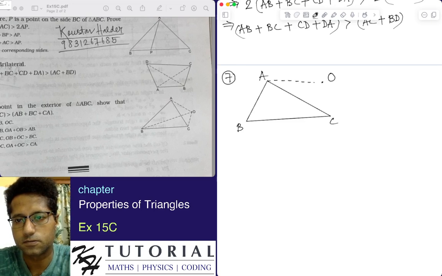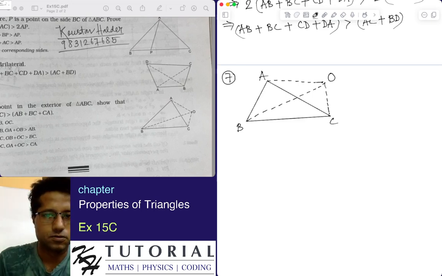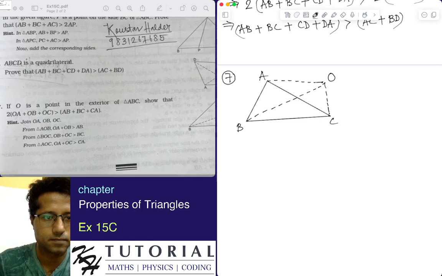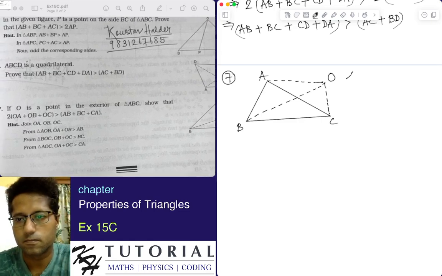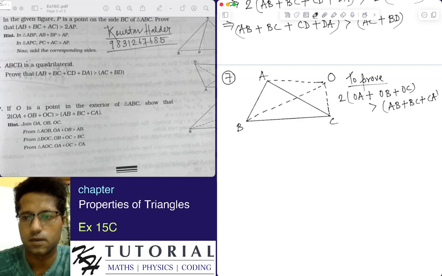the segments AO, BO and OC, and it is asked to prove twice of OA plus OB plus OC is greater than AB plus BC plus CA.